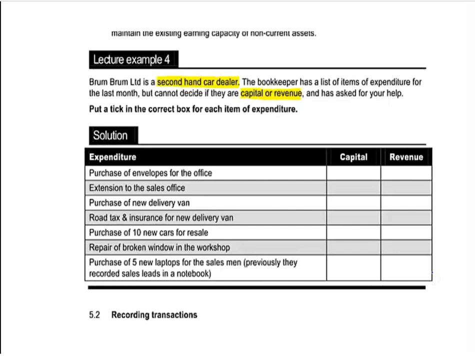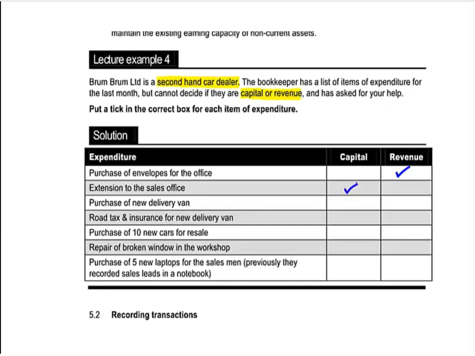So if we're buying then envelopes for the office, those envelopes are not going to have any long-term benefit, and so that will be classified as revenue expenditure. However, extending the sales office will hopefully improve sales, and that will be an improvement to a non-current asset. So that extension is a capital expenditure.